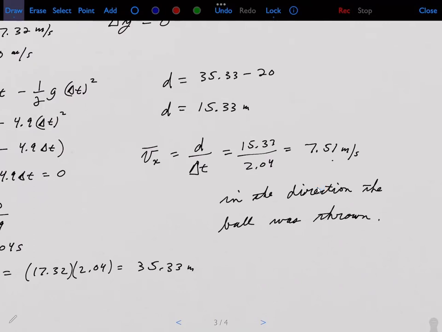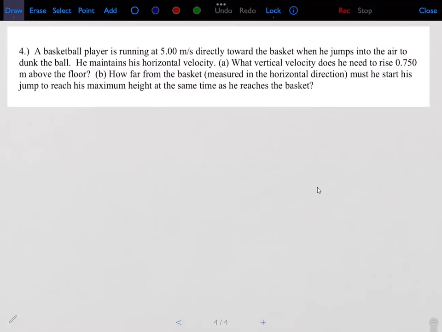Okay, last question. In this case, you're told a basketball player is running at 5.00 meters per second directly toward the basket when he jumps into the air to dunk the ball. He maintains his horizontal velocity. So that 5.0 meters per second is his horizontal velocity. What vertical velocity does he need to rise 0.75 meters above the floor? And then how far from the basket, measured in the horizontal direction, must he start his jump to reach the maximum height at the same time he reaches the basket? Okay, so a bunch of questions here.